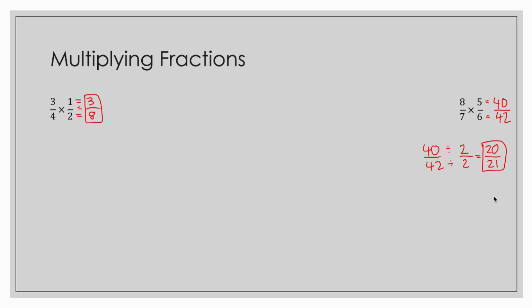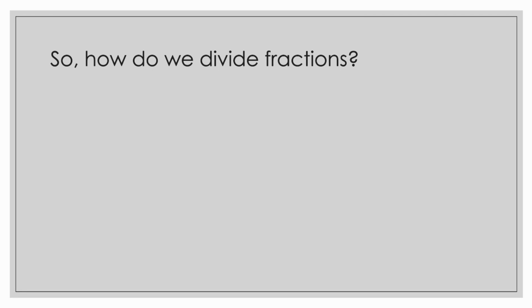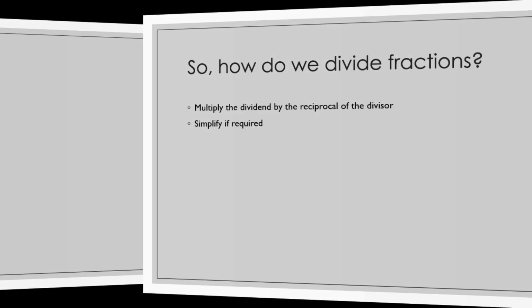Alright, let's move on to dividing fractions. How do we do this? Well, we follow the same steps as multiplication, except we multiply the dividend by the reciprocal of the divisor. That's all we do. After that, it's just simplification. So let's try some examples.